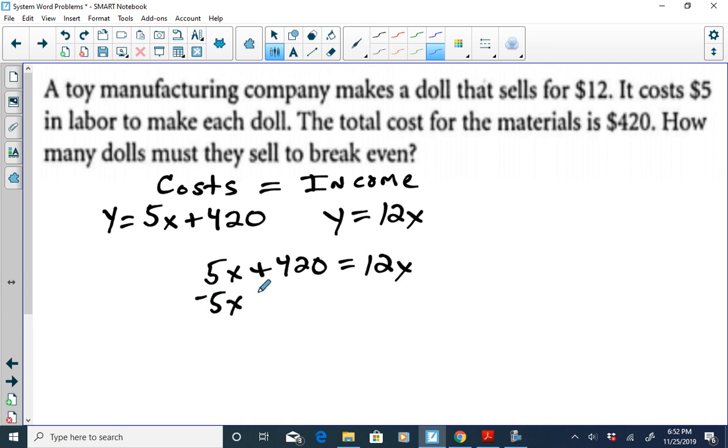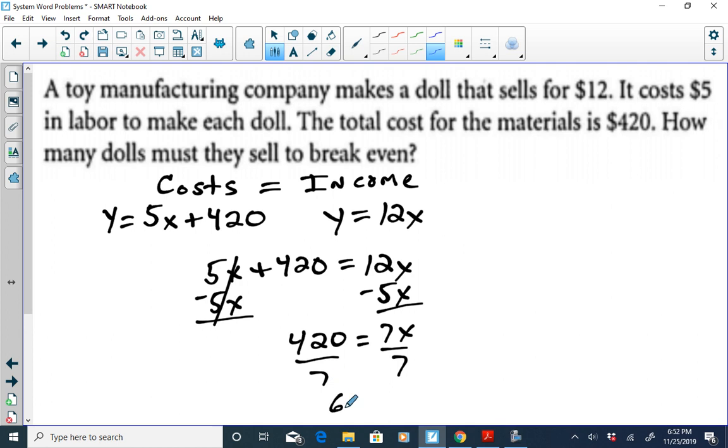We have variables on both sides of the equal sign. We solve this equation by removing the variable with the smaller coefficient. We wind up with 420 is going to be equal to 7x. Divide by 7, divide by 7. We wind up with 60 is equal to x. So how many dolls must be sold to break even? That's got to be 60 dolls.